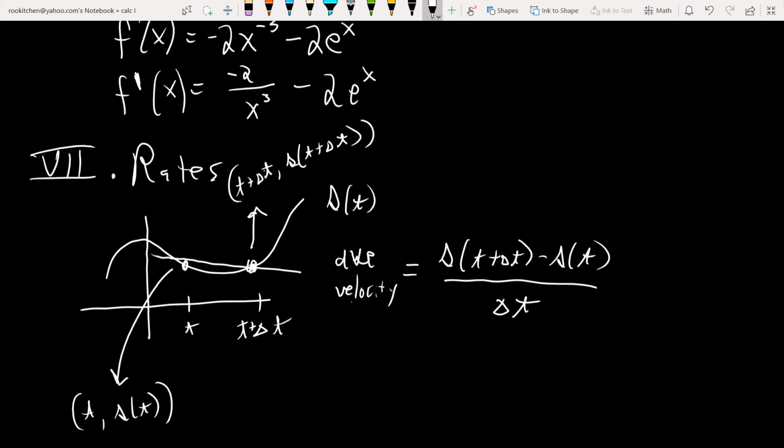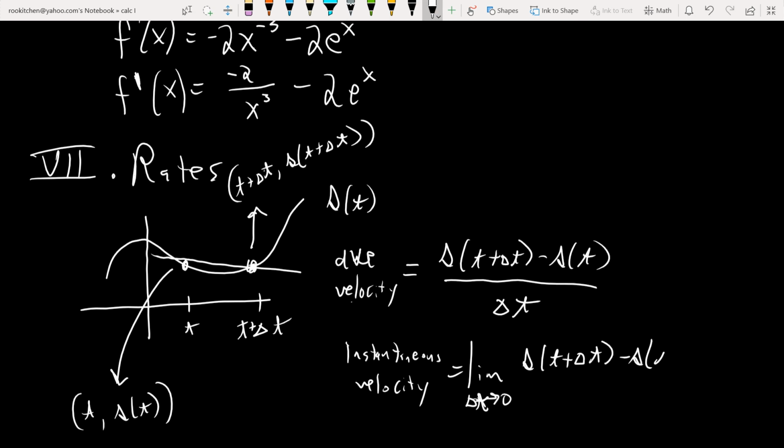Then if I want the instantaneous velocity, you take the limit of that thing as change in t goes to 0. So it'd be the limit as change in t goes to 0 of s of t plus change in t minus s of t all over change in t.